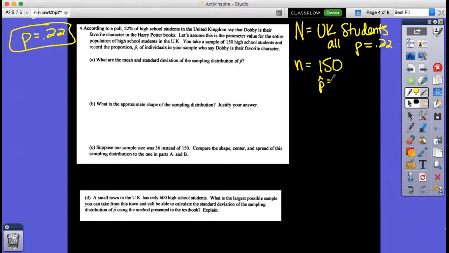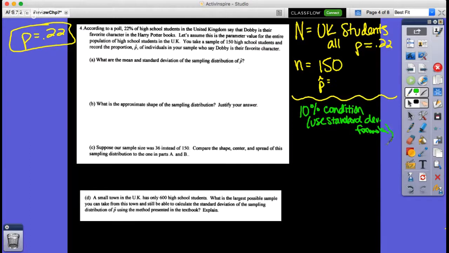of p hat? So first off, before we do any of this, I would establish the 10% condition, okay? Which tells me that I can use my standard deviation formula, right? Without replacement. Deviation formula, okay?